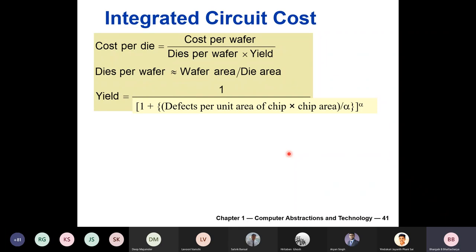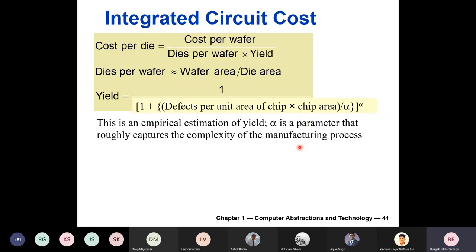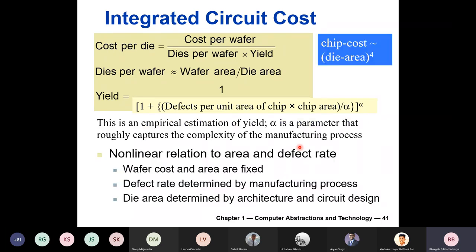There are certain empirical relationships that tell you, depending on the number of defects per unit area, what the yield would be. There are certain parameters, such as alpha, which for the silicon process is of the order of 2 to 3. This empirical relationship gives you an expression for yield. It turns out, a very important relationship, that the cost of the chip, considering yield and everything, is proportional to the 4th power of die area.